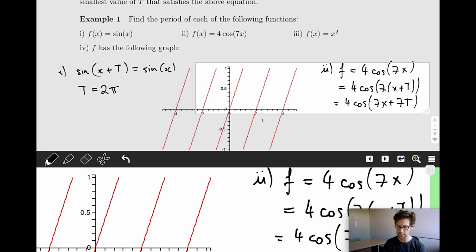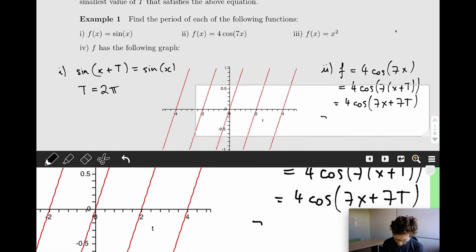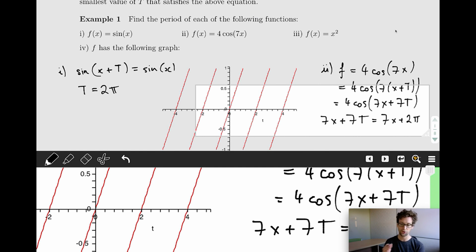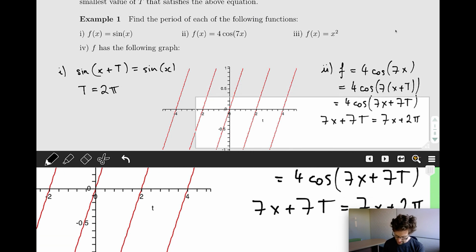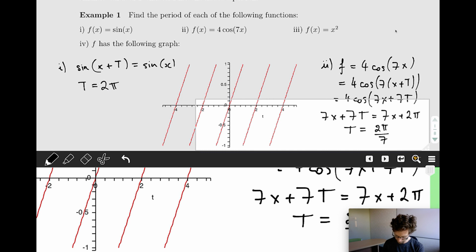So what's the value of T that's going to give me back my function again? Well, cosine is just like sine. It's going to repeat itself every 2π. So what that's saying to me is that 7x + 7T is going to be 7x + 2π, because I know that cos(7x + 2π) is going to be cos(7x). So 7T has to be 2π, which gives me T = 2π/7. What about example 3?